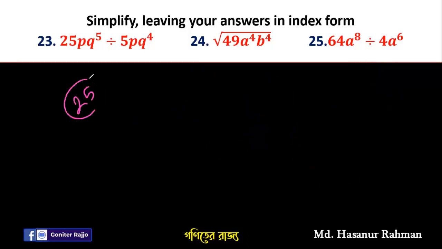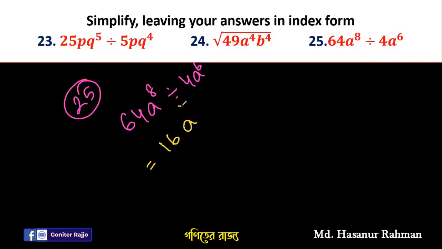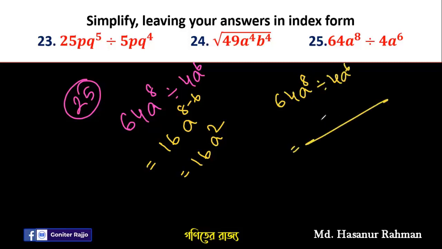Number 25. 25 says 64 a to the power 8 divided by 4 a to the power 6. So 64 can be divisible by 4, so it is 16. And a to the power 8 minus 6, that is 16 a square. Or we can solve in another way. We can write 64 a to the power 8 by 4 a to the power 6. 64 by 4, that will be 16. a to the power 8 by a to the power 6, that will be a square.